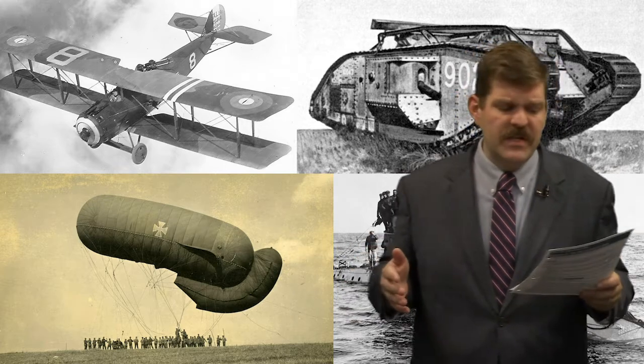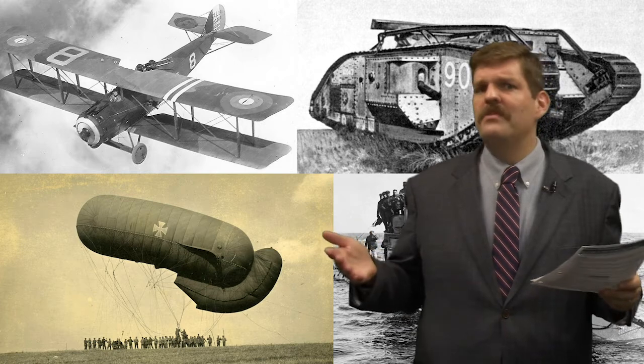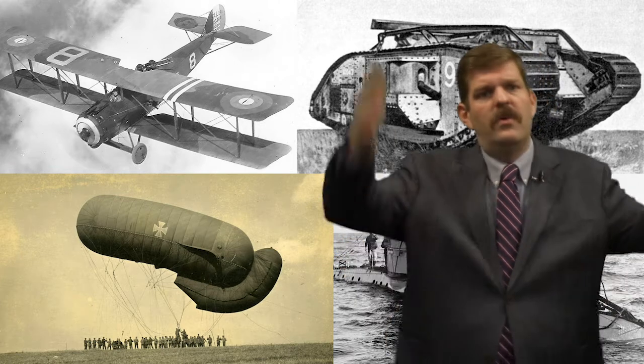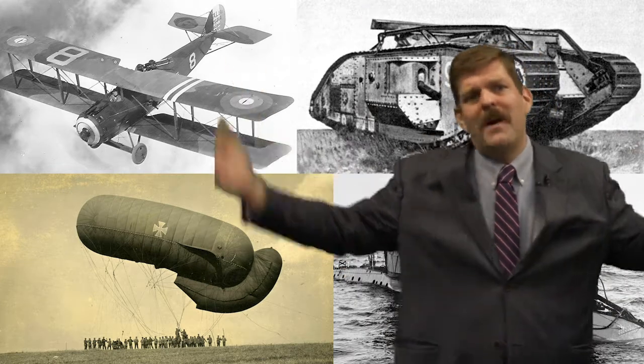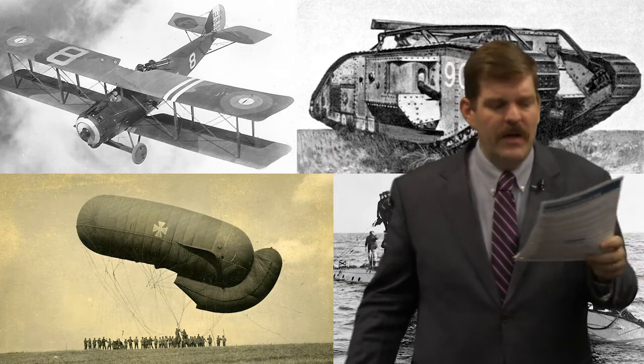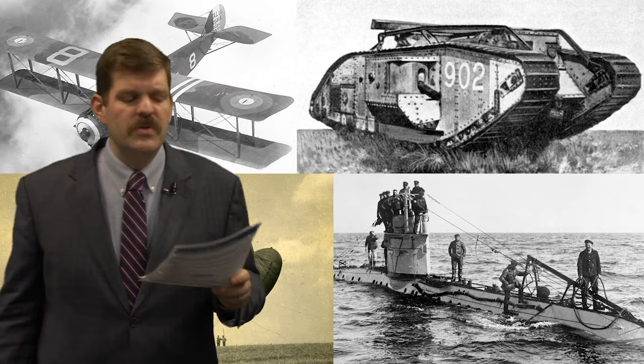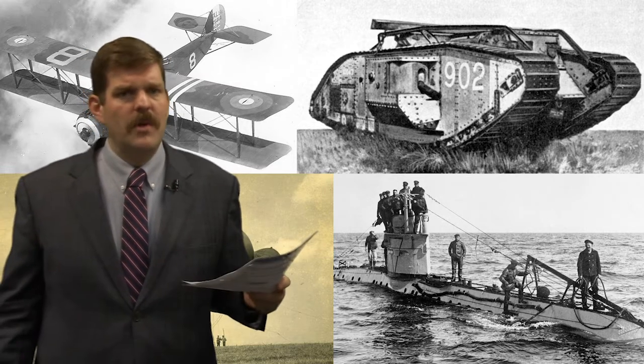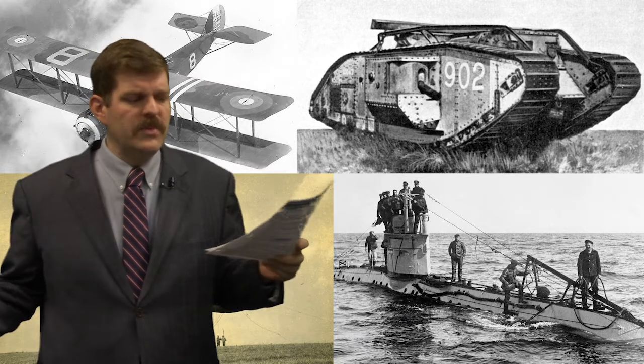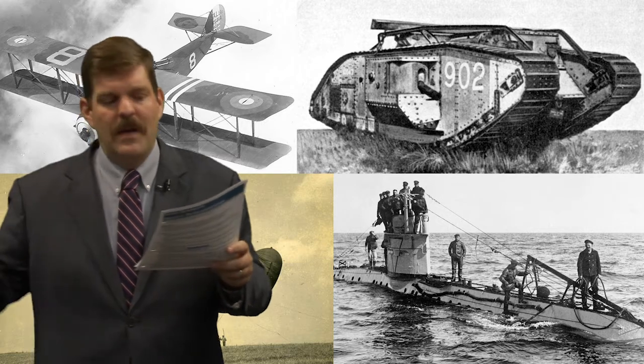Observation balloons were used extensively, but they were also the prime targets of ace pilots. So the balloon would go up to see the battlefield, but be kind of a floating target to get shot down. We also see the Germans develop a new technology known as an Unterseeboot. Unterseeboot, a German word, means underwater boat. So we're talking about U-boats or submarines.